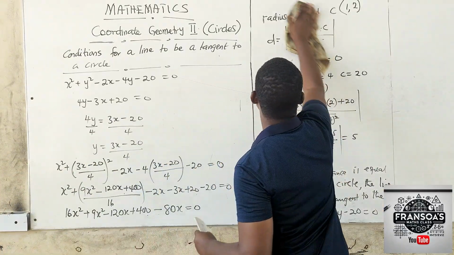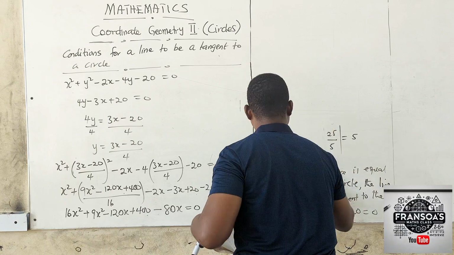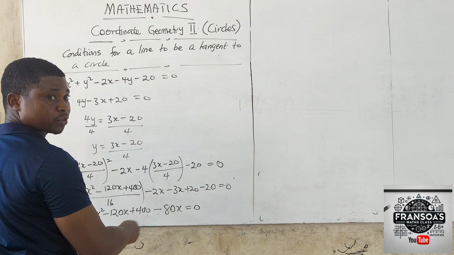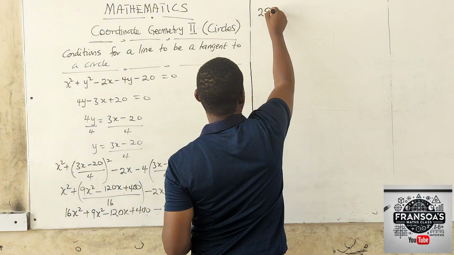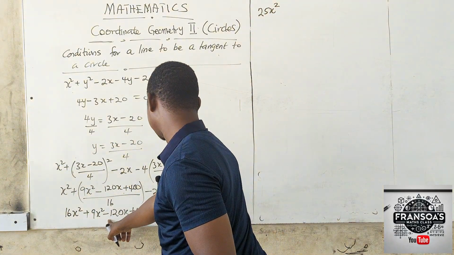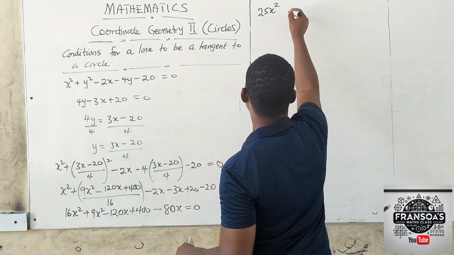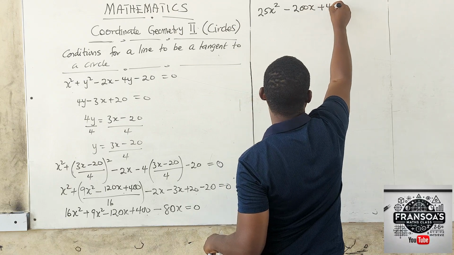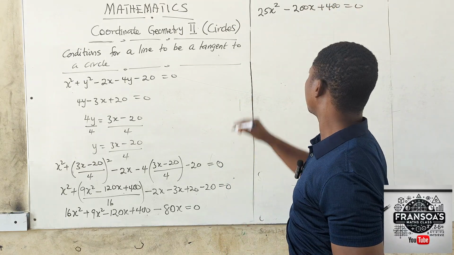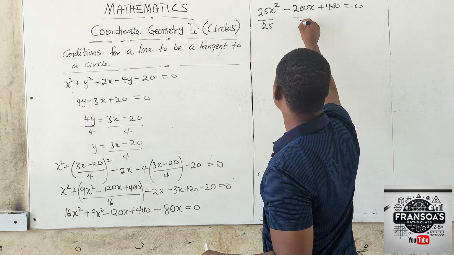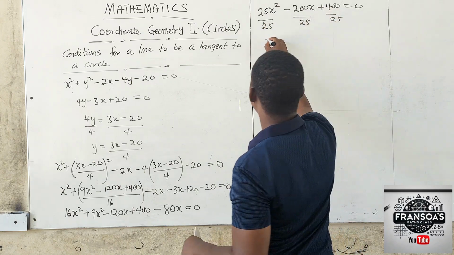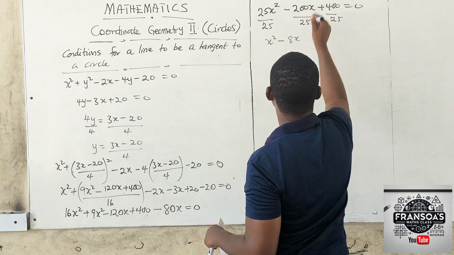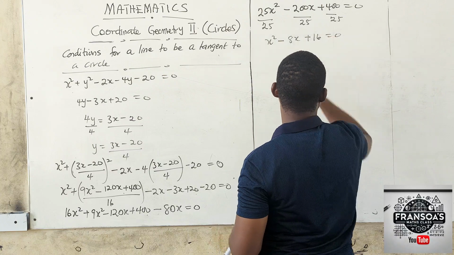So let's continue to simplify this. 16x squared plus 9x squared, you have 25x squared. Minus 120x minus 80x, you have minus 200x, plus 400 is equal to 0. So you can divide here by 25, here by 25, here by 25. Having x squared minus 8x, 25 also goes here, plus 16 equal to 0.